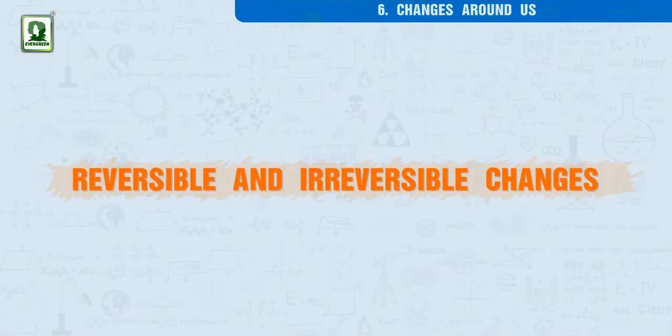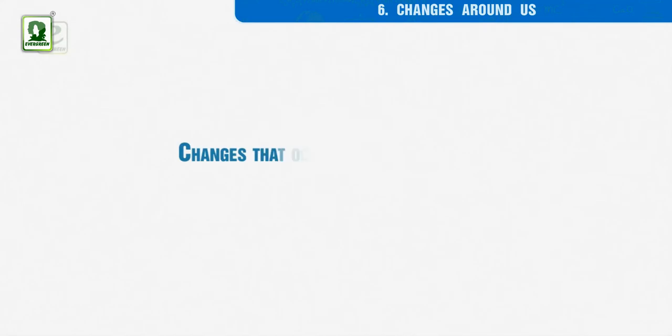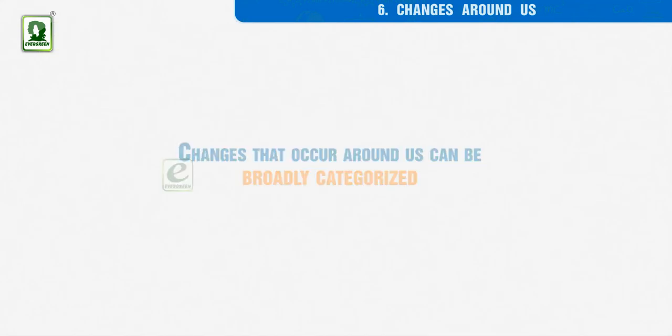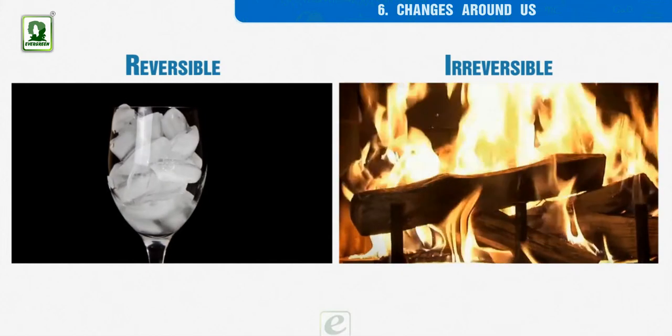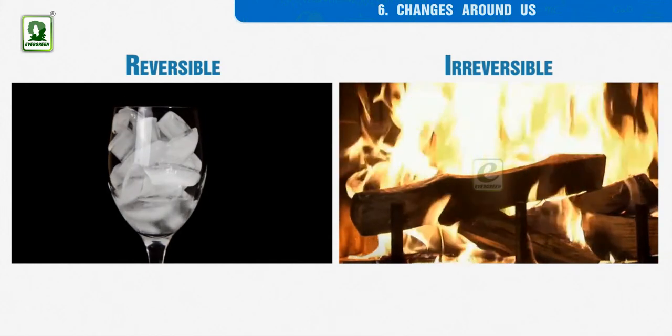Reversible and irreversible changes. Changes that occur around us can be broadly categorized as reversible and irreversible, depending on whether the change can be reversed or not.